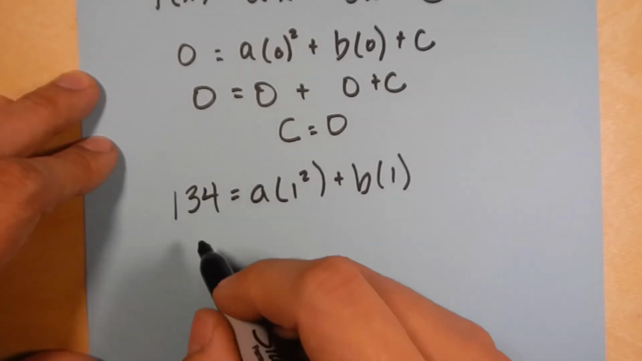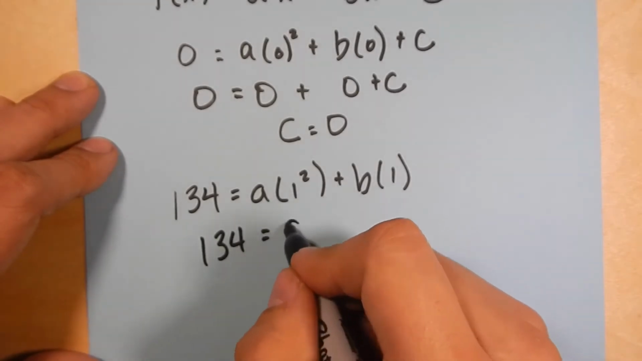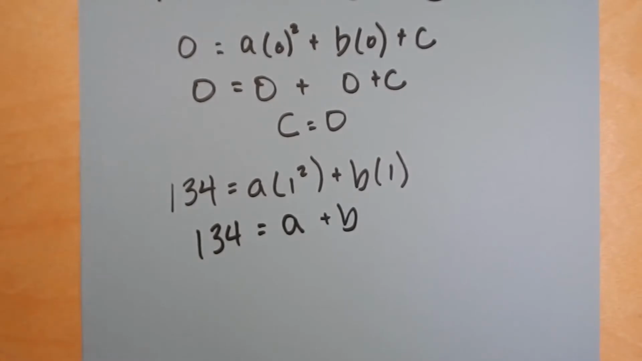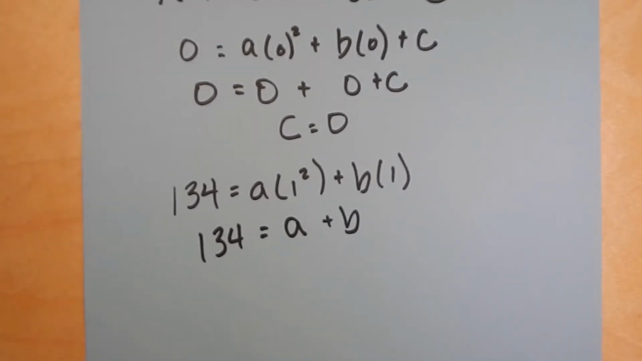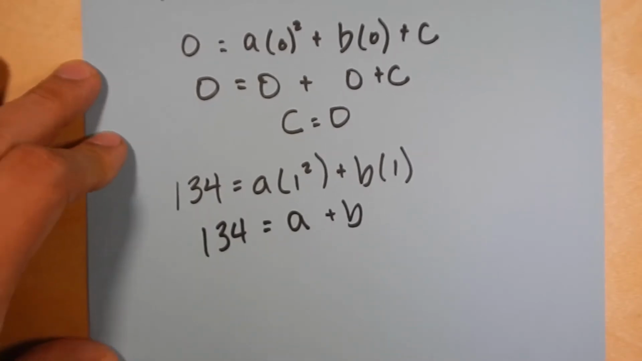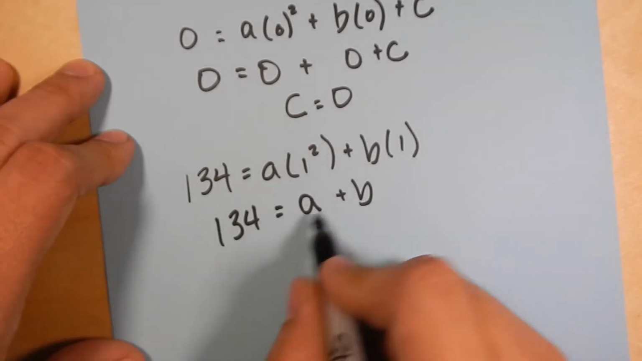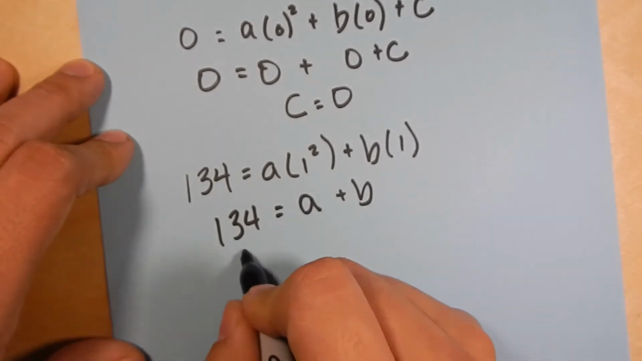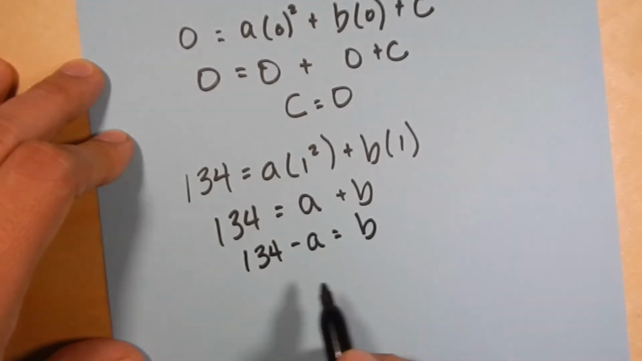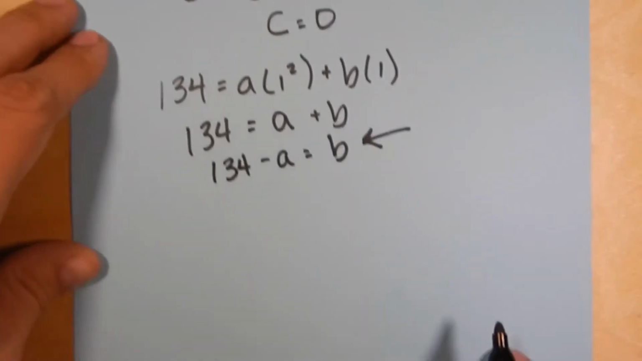Okay, so what do we have? We have 134 is, well, a times 1 is a, and b times 1 is b. So now we have this relationship. We don't know what a or b is yet, but we do know that they add together to get 134, which means if I take a and subtract it from both sides, so 134 minus a, well, that's equal to b. So this little bit of information we're going to use here in a second.